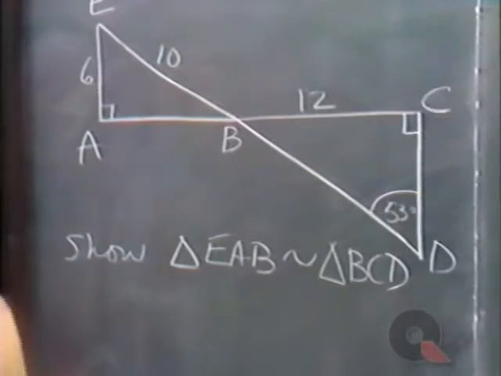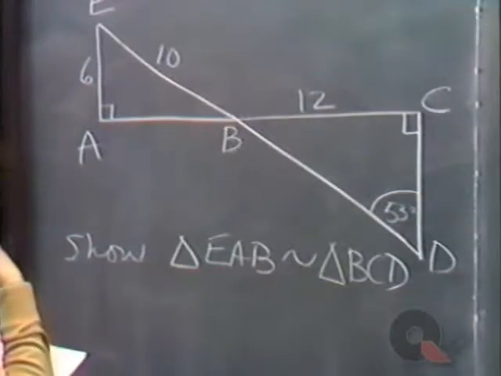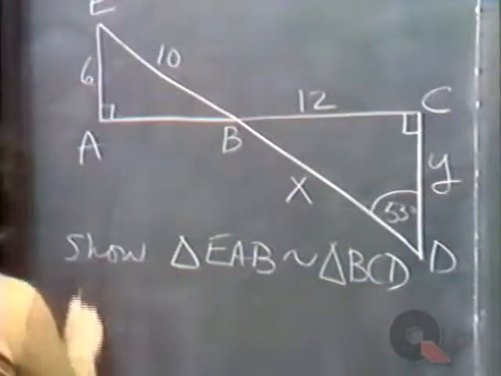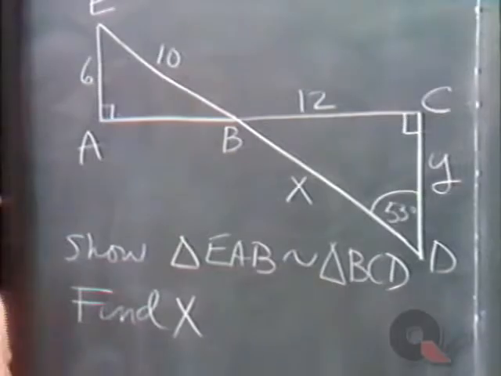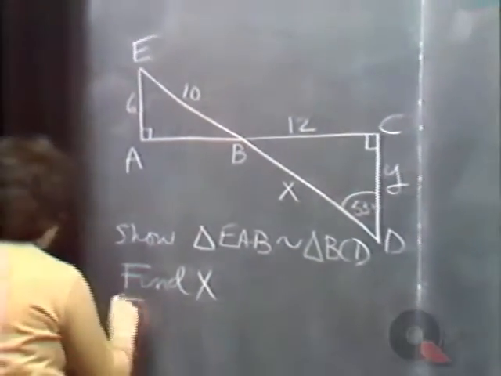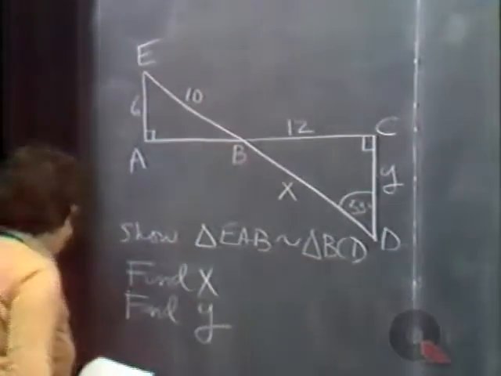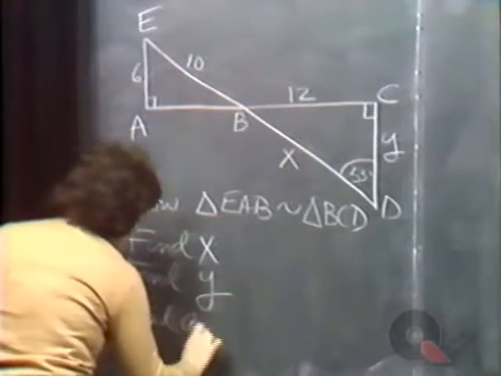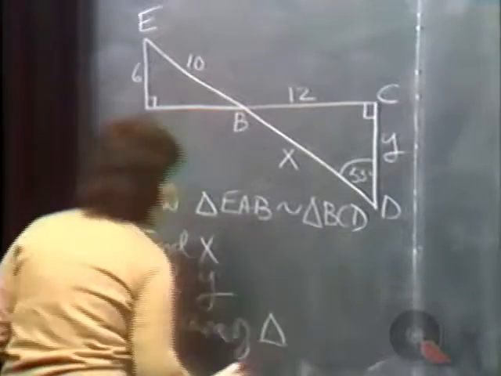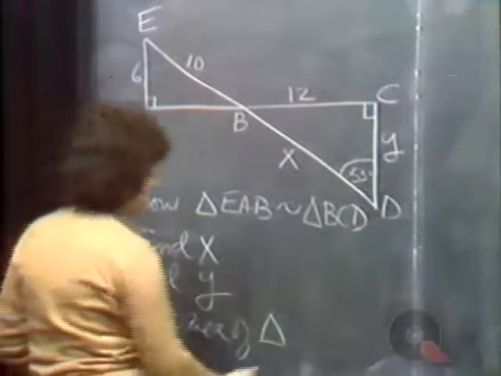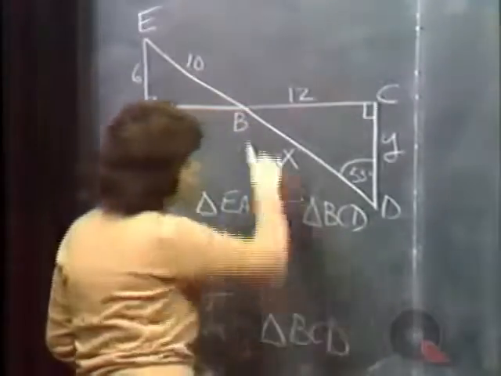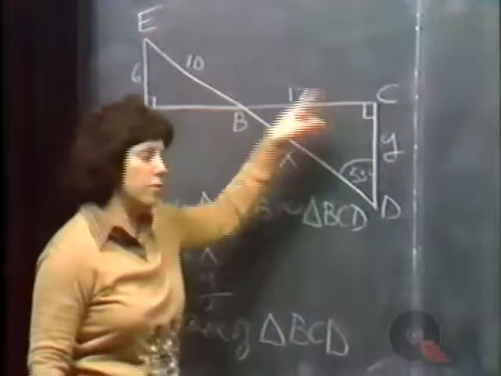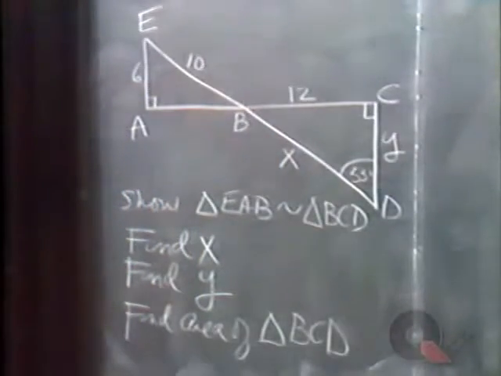I want you to then, let me label some sides. Let's call this X and this Y. I want you to find X. I want you to find Y. And then I want you to find the area of triangle BCD. I could also ask you for the perimeter. Once you know the three sides, you're just going to add up the lengths of the three sides to find the perimeter.